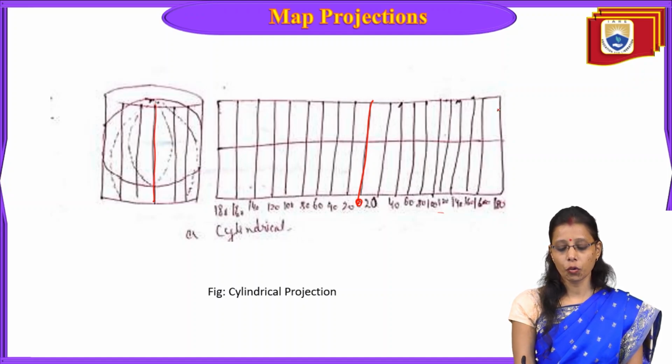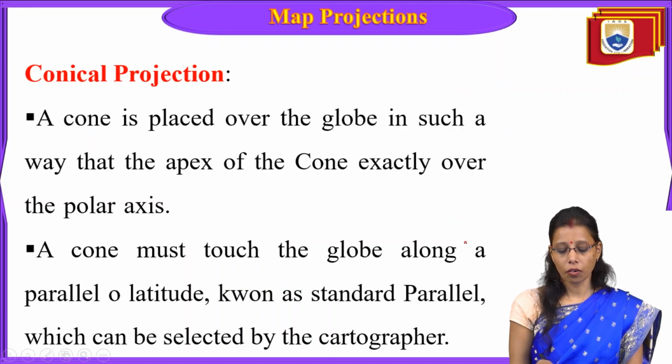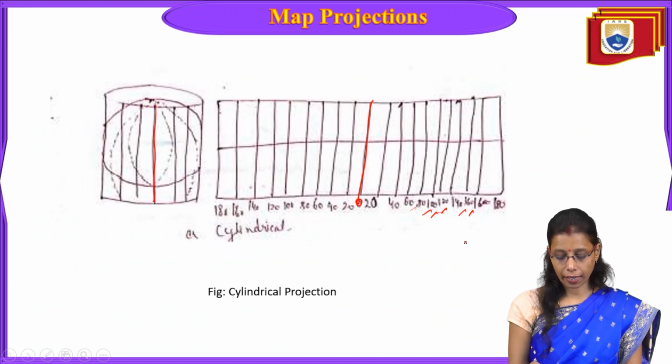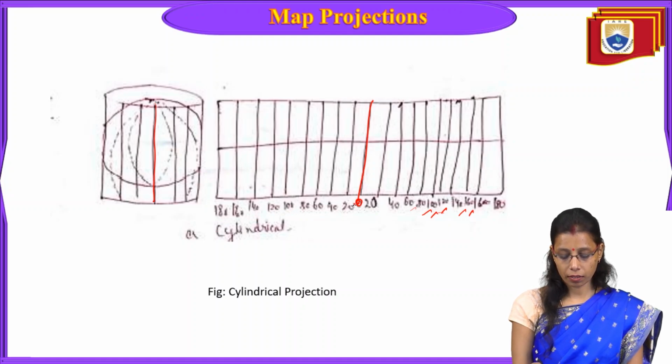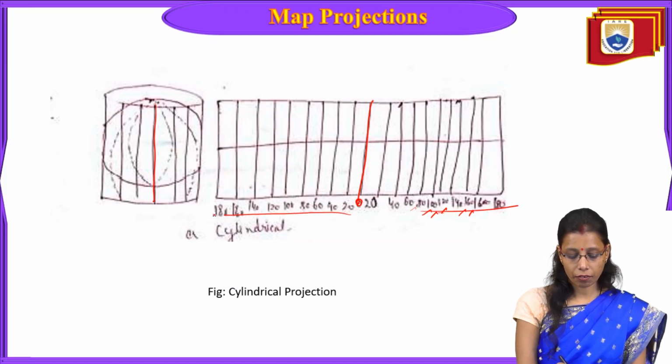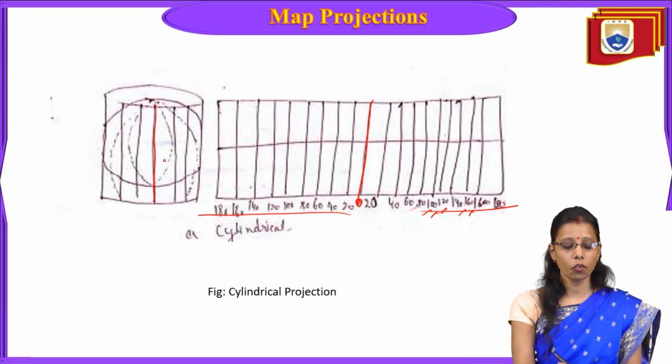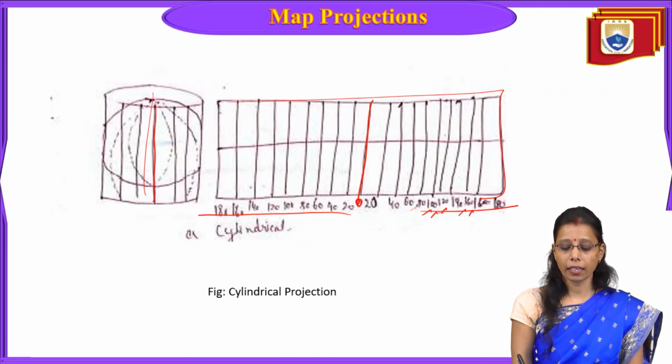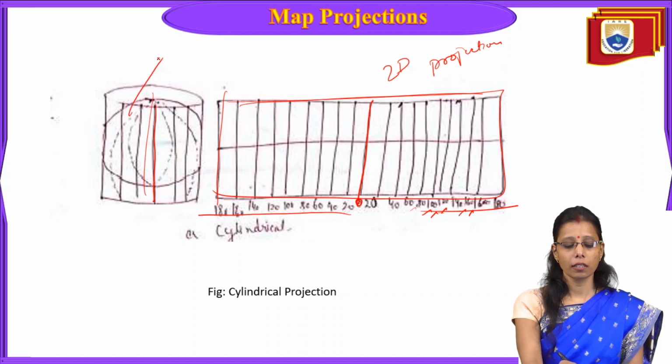Now it is divided into 2 with the central meridian: 0, 20, 40, 60, 80, 100, 120, 140, 160, 180. Like this on the other side also you will find 20, 40, 60, 80, 100, 120 till 180. From here 0 degree to 180, and from here 0 degree to 180. So when you cut open this cylinder, it will be a rectangular surface and it will be a 2D projection, and this is 3D.